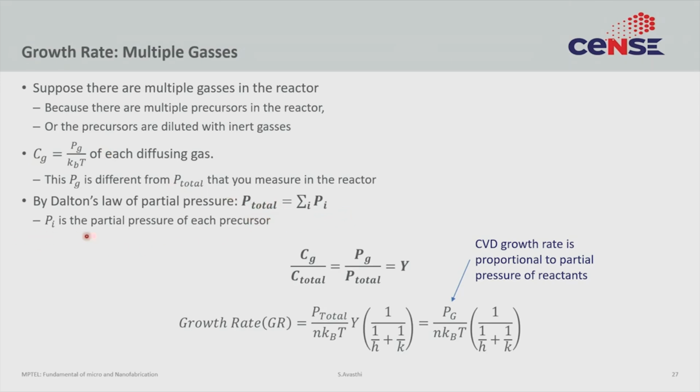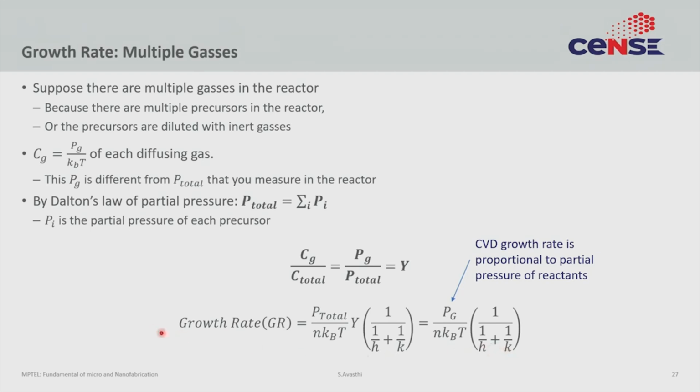Now, if Pi is the partial pressure of each precursor, then you can also write this, where the fractional concentration of a certain gas is nothing but the partial pressure of that gas divided by the total pressure. So, these concentrations can now be converted to pressures, and here y is nothing but the ratio of partial pressure to total pressure. So, that growth rate equation that I showed before can then be written in terms of components that we actually control, which is pressure, temperature, Boltzmann constant, which is a constant, n, which is a material property, multiplied by the Henry's law constant, and the K, which is the reaction rate.